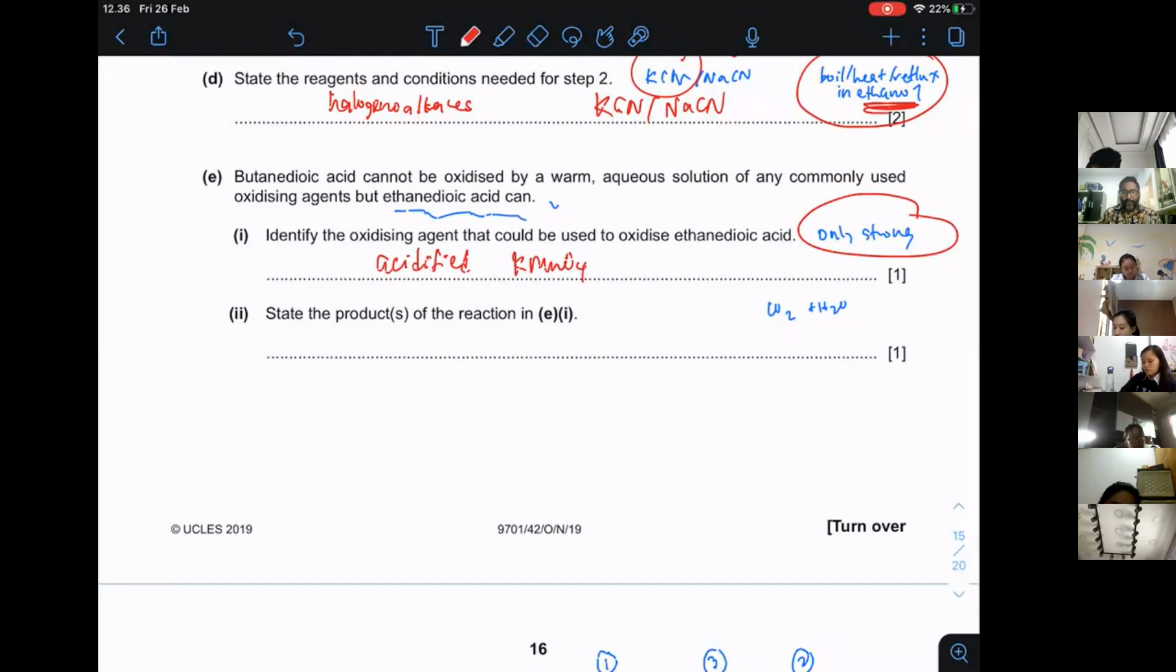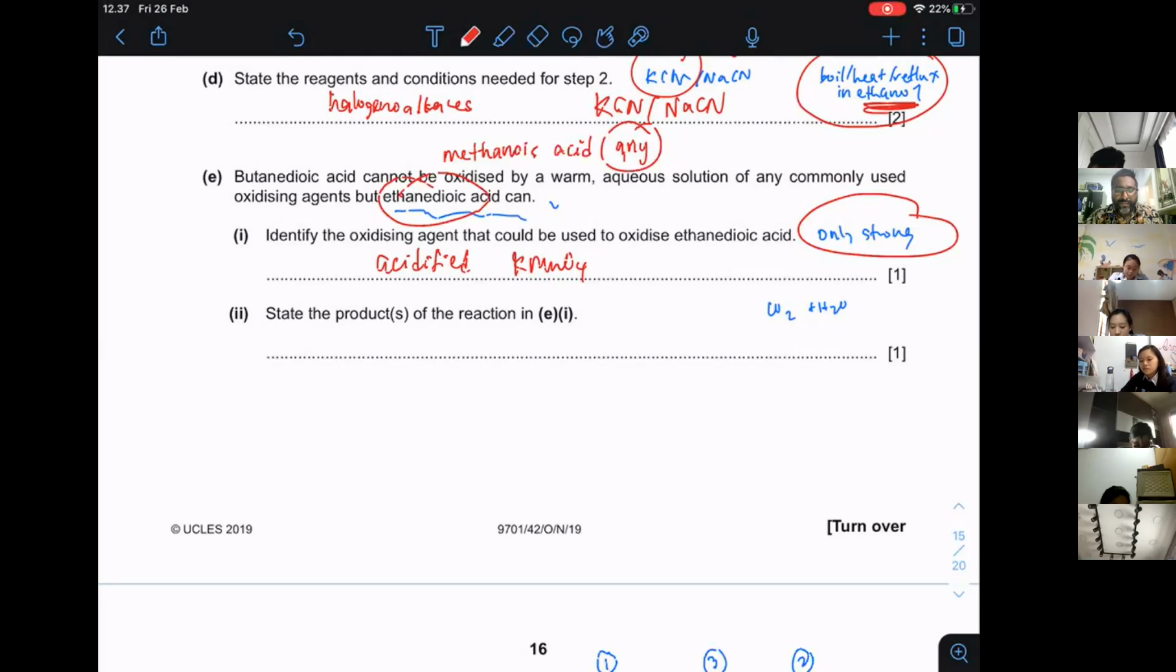But I want you to also learn, apart from ethane dioic acid, you can also oxidize methanoic acid. Methanoic acid is very reactive, so it can be oxidized even by mild oxidizing agents, and also KMnO4, K2Cr2O7. So for that one, any oxidizing agent will be okay. But this one, no.